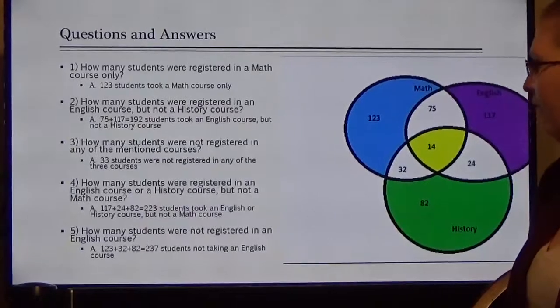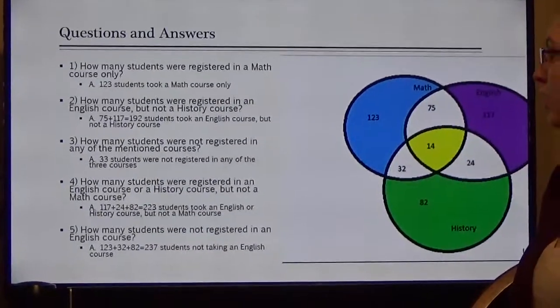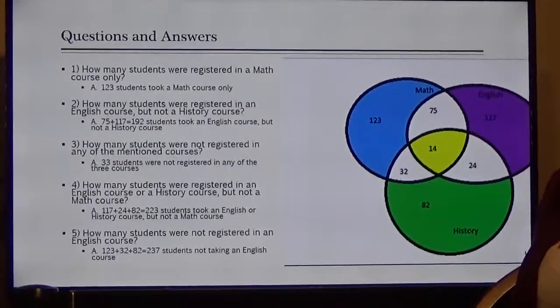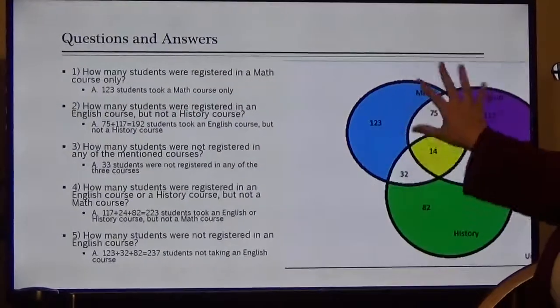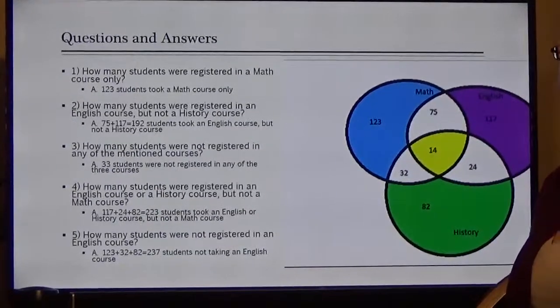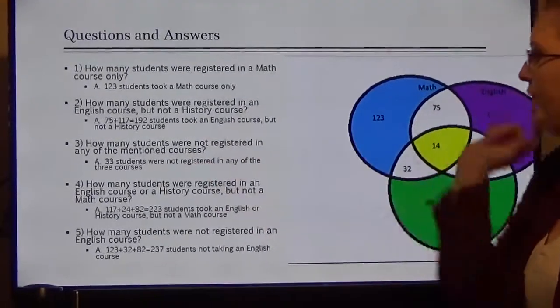How many students were not registered in any of the mentioned courses? So originally the problem stated that they surveyed 500 students. So adding up all these numbers, you take that number, subtract it from 500, and you get the 33 students.